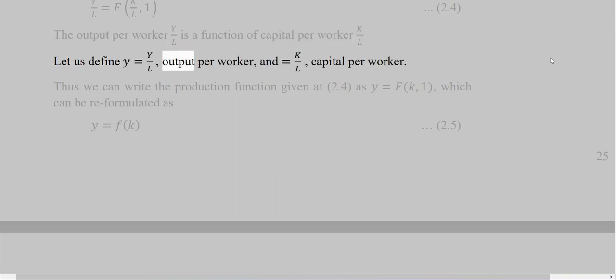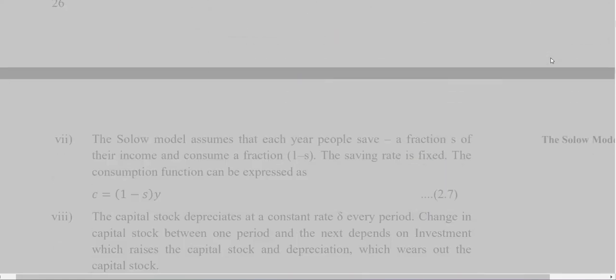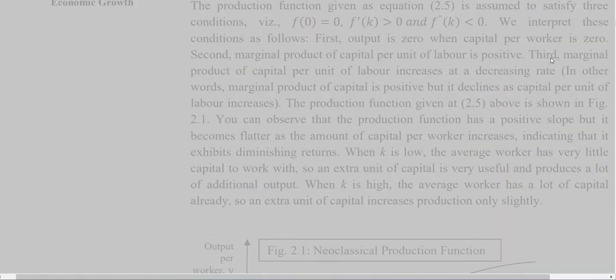Let us define y = Y/L, output per worker, and k = K/L, capital per worker. Thus, we can write the production function given at 2.4 as y = F(k, 1), which can be reformulated as y = f(k), equation 2.5. Economic growth, the production function given as equation 2.5 is assumed to satisfy three conditions, viz. f(0) = 0, f'(k) > 0, f''(k) < 0.